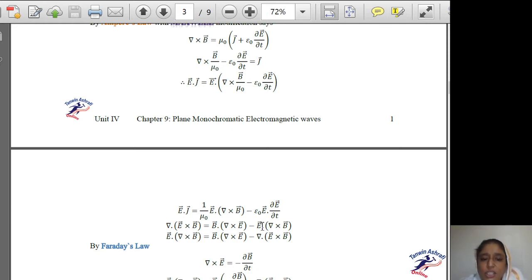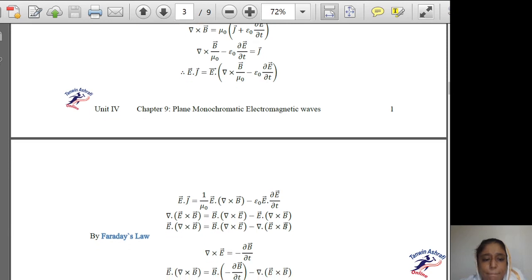Therefore, E dot del cross B is equal to B dot del cross E, and we will take the left hand side term del dot E cross B to the right hand side. We will have minus del dot E cross B. Now, by Faraday's law, del cross E is equal to minus the partial derivative of the magnetic field B with respect to t.